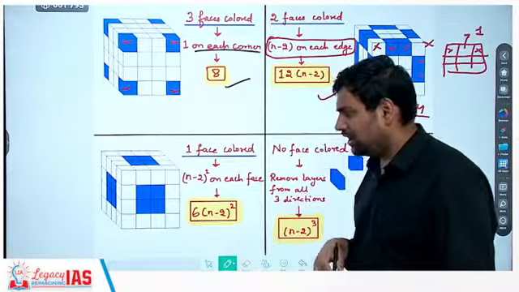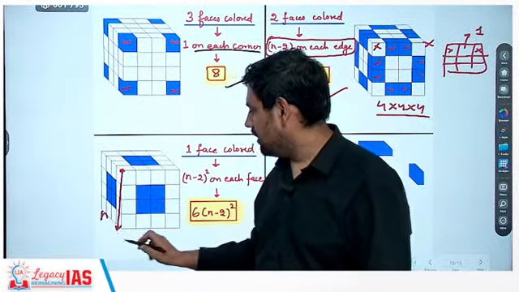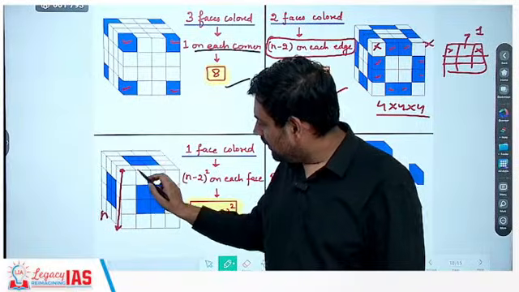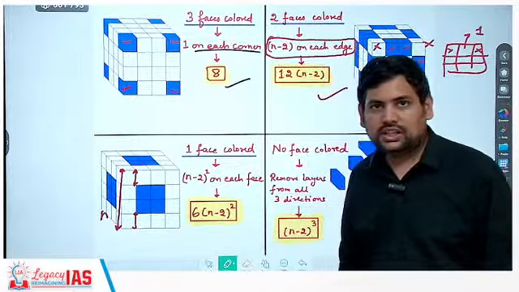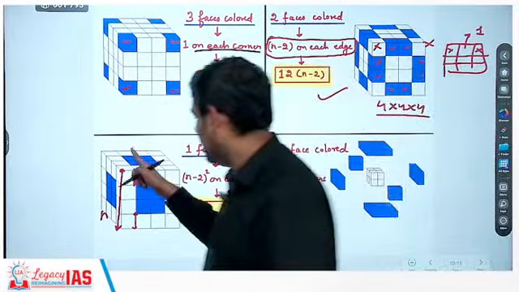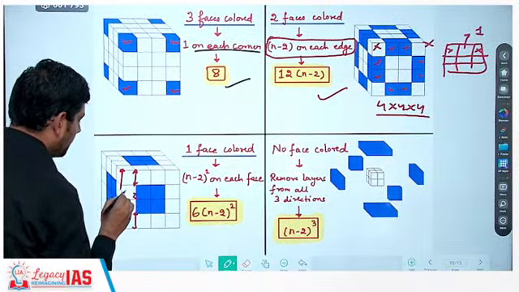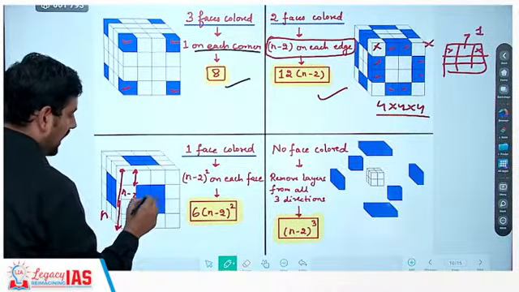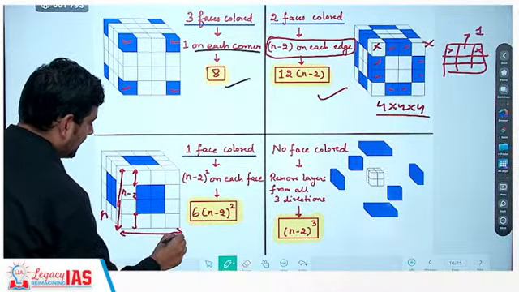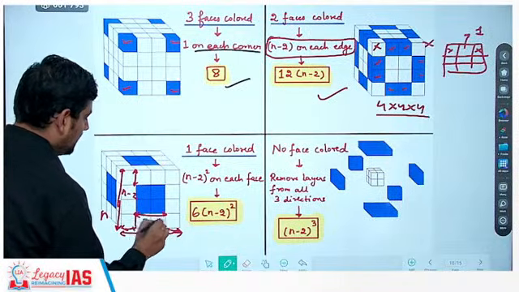Now ultimately what am I doing? If this whole length is n, I am just subtracting 2 from each side. So ultimately if this length is n, then I am taking n minus 2 here. So this becomes n minus 2. Similarly I do it for here also. So this length is also n. Again I have to remove this and this. What remains is n minus 2.